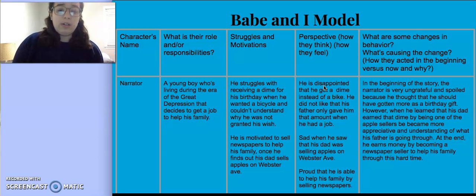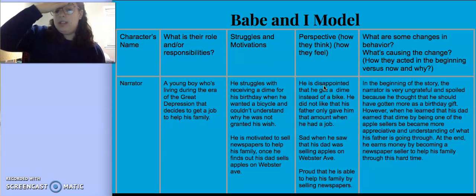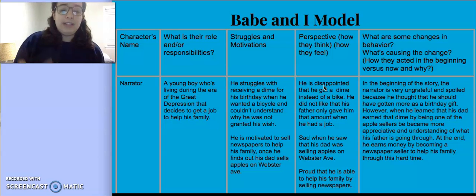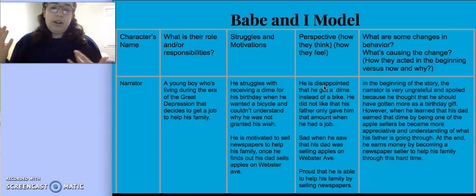So our narrator struggles with the fact that he only got a dime for his birthday when he really wanted a bicycle. And he couldn't understand why he didn't get a bicycle, why he didn't get the present that he wished for. And he's also motivated to sell newspapers, especially towards the end, to help his family once he finds out that his dad sells apples on Webster Ave. So him realizing that his dad lost his job motivates him to sell newspapers because he cares for and loves his family.